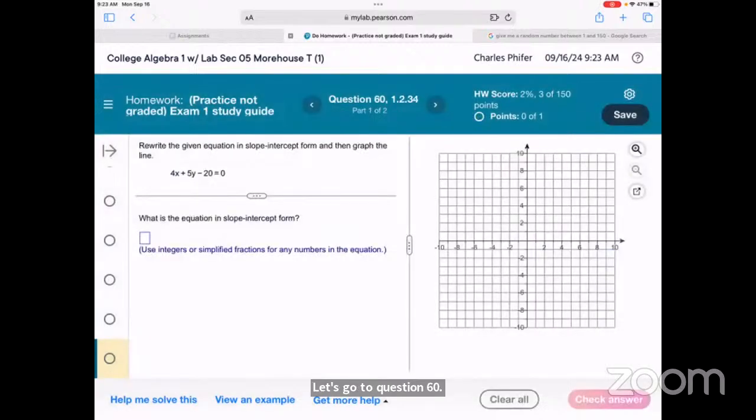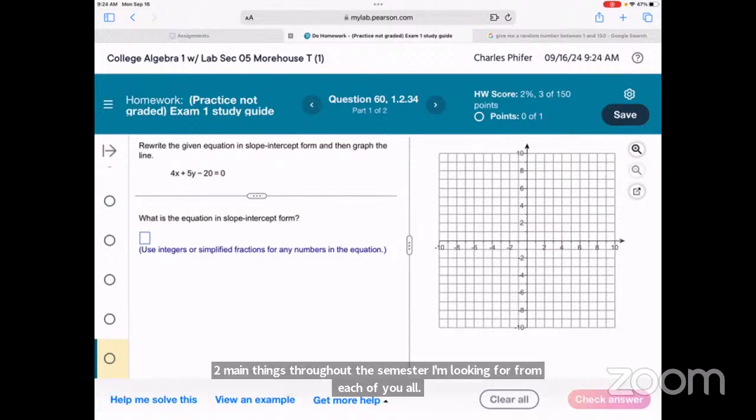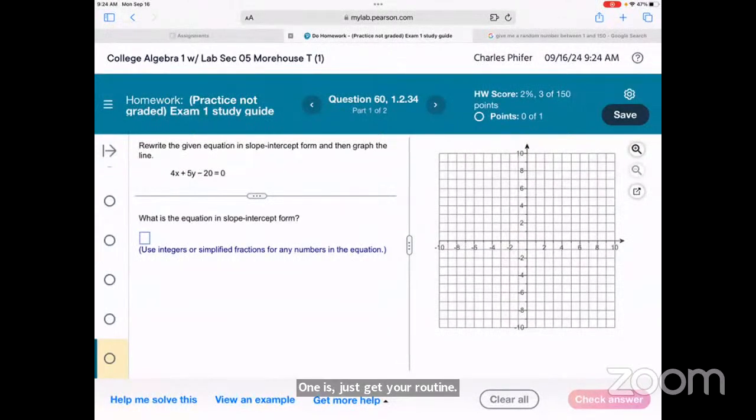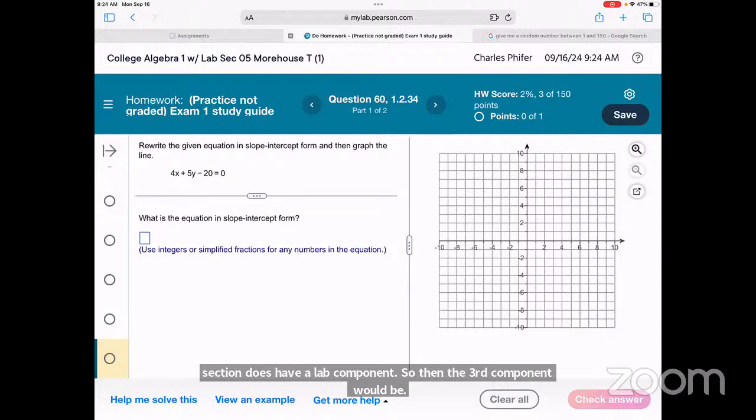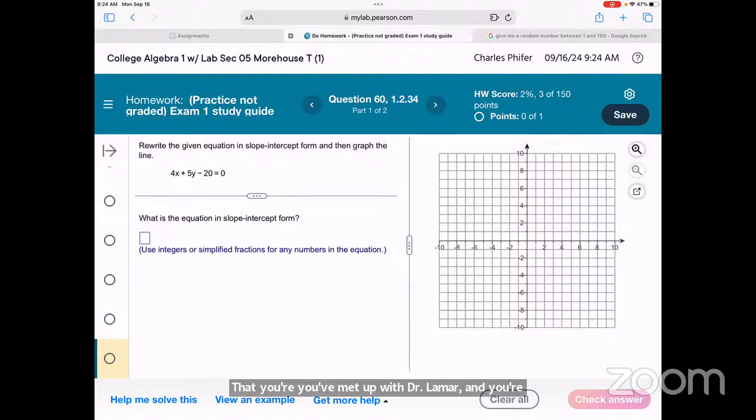The main thing is I really just need everybody to do two main things throughout the semester. One is to get your routine attendance credit by just being in the Zoom. And two is making sure that you're submitting your assignments on MyMathLab promptly. I guess there's actually a third, because this section does have a lab component. The third would be that you've met up with Dr. Lamar and you're following her instructions regarding the lab. So hopefully everybody's doing that.